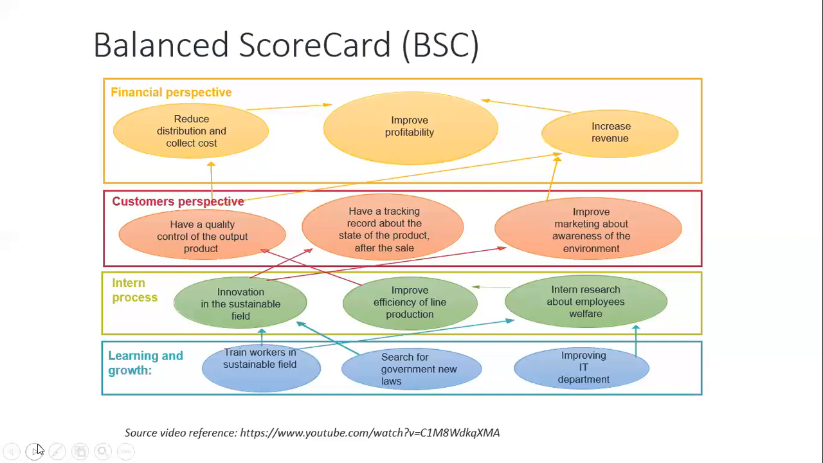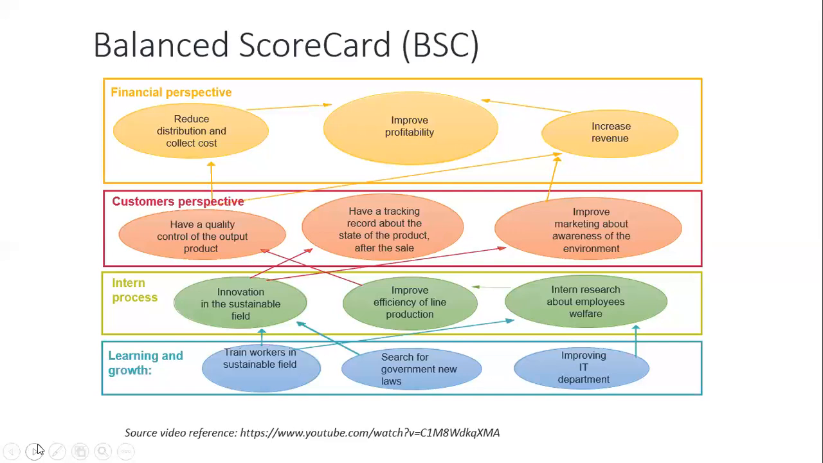And then in the next step, we have a customer perspective. First, we have a quality control of the output product. It's important that our output product is good enough, so the business, the companies that work with it, can buy it and prefer to buy it instead of a new one. So the quality control should be really important to our customer. That's linked to the efficiency of the production, because if the production works well, the product should be good enough to pass the quality control.